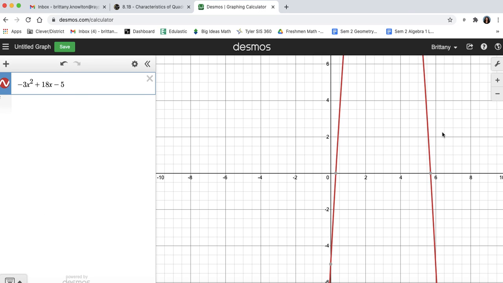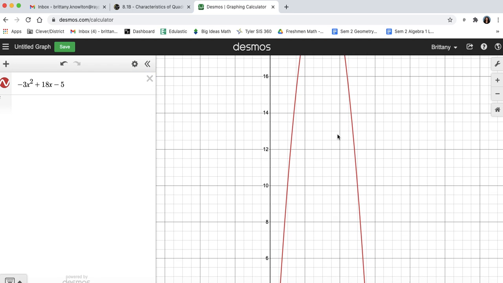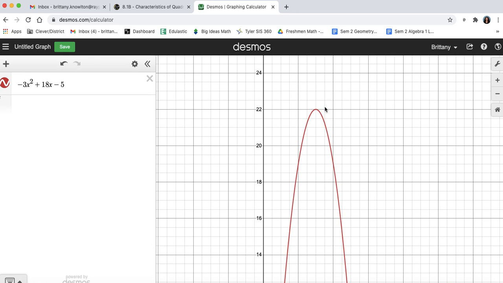I'm going to go ahead and first start with my vertex. My vertex is going to be the highest point. So to go up on this graph, you just need to click and drag. And I see there it is. So to get what that actual coordinate is, you're just going to click on it. And I see I got it. So it's 3, 22.